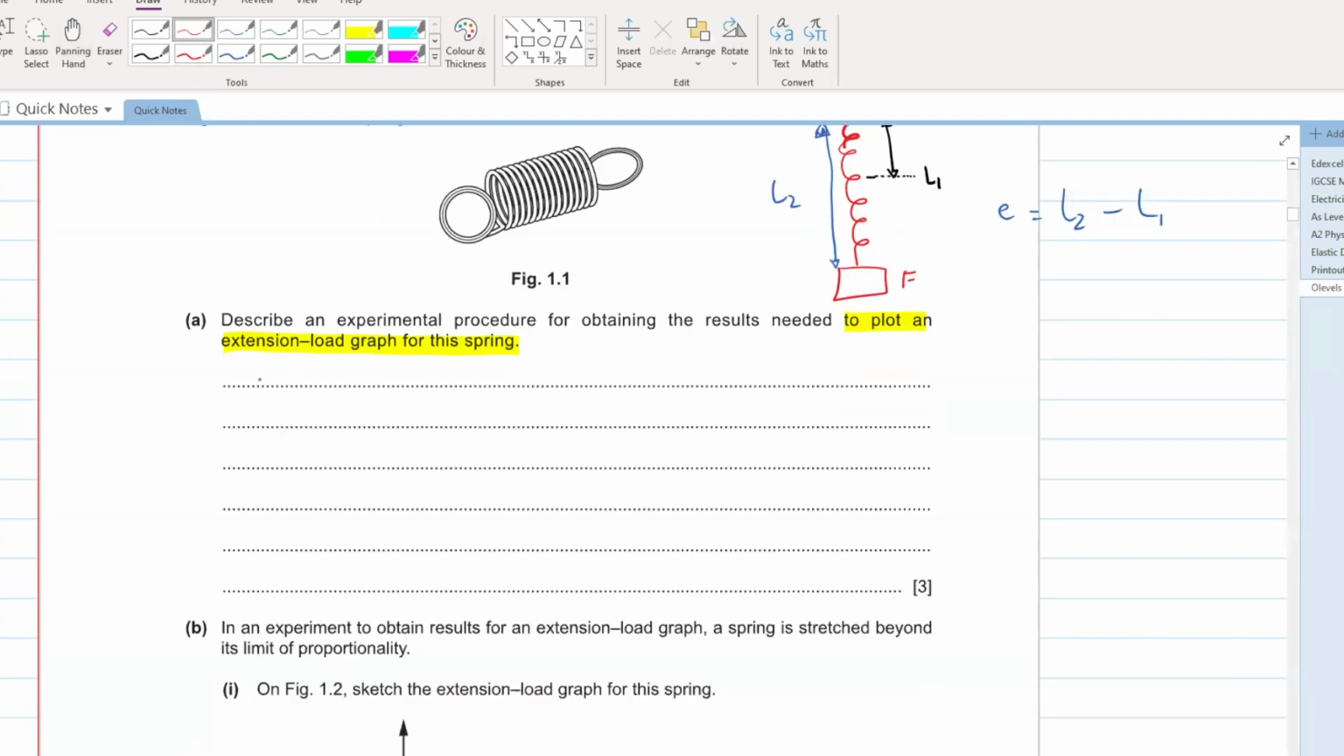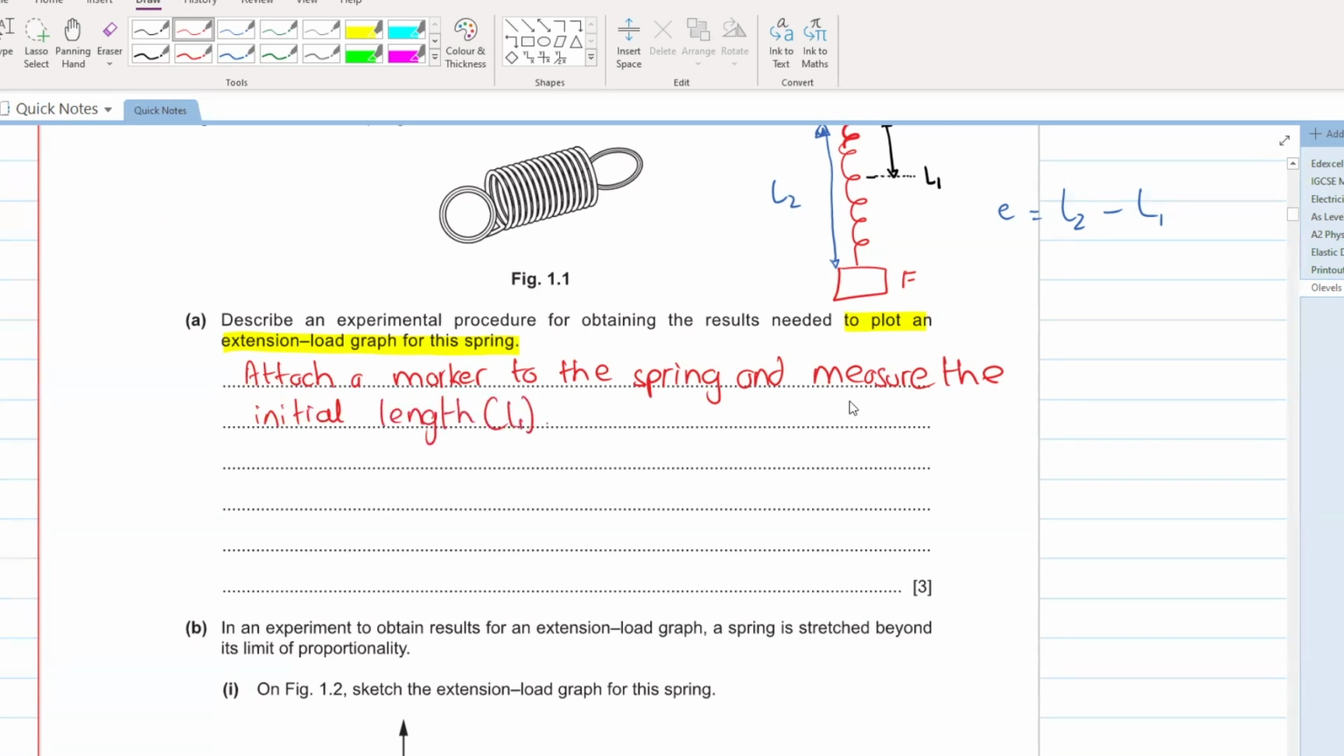You can say attach a marker to the spring and measure the initial length. Let's label this as L1. Now, what will you do further?